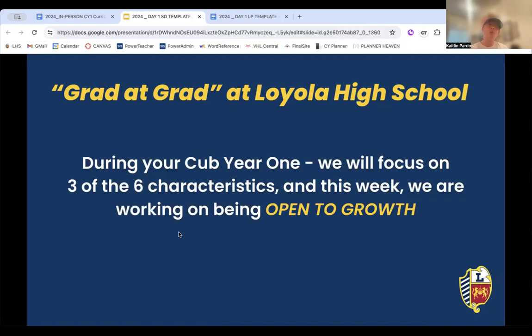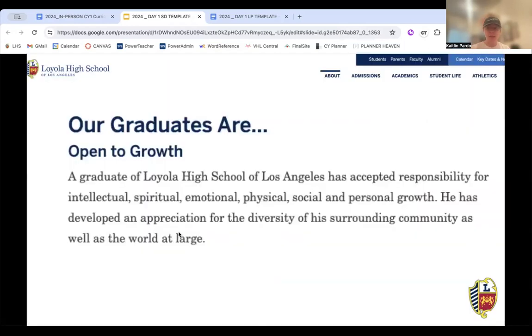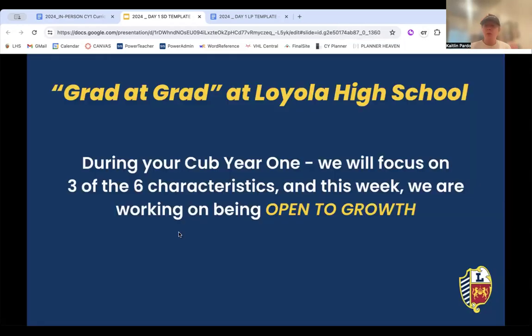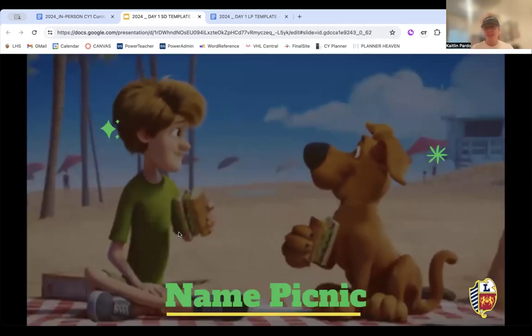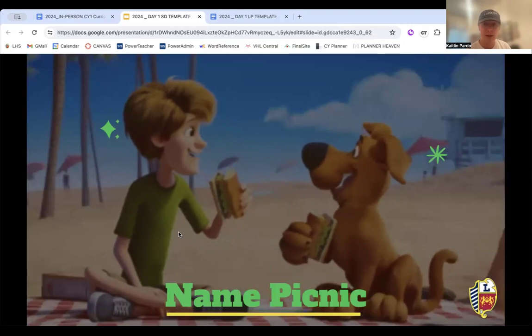Your Cub Year 1 is oriented around 3 of these 6 characteristics, and this week we're focusing on open to growth. So with that idea in mind of being somebody that is accepting responsibility for their intellect, their spirit, their emotions, their physical nature, their social and their personal growth, one of the most important things we can do in the first day is learn each other's names. Yes, in fact, we're going to go on a name picnic.